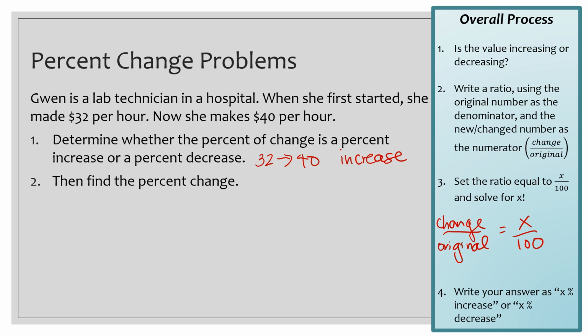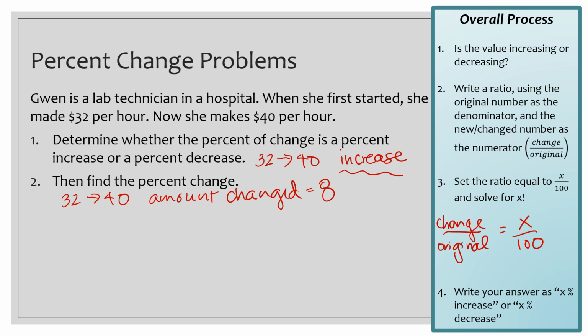So let's take a look at Gwen over here. Find the percent change. We know that she went from 32 to 40, right? So the amount changed is 8. The difference between that is 8. And we're not concerned that it's a positive 8 or a negative 8. We're just going to say the amount change is 8 because we're going to define that when we talk about increasing or decreasing salary. So we have 8.